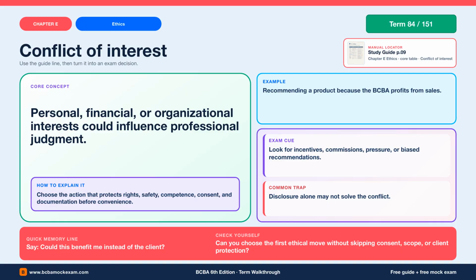A conflict of interest occurs when personal, financial, or professional interests could interfere with objective judgment. For example, recommending a service because the provider benefits financially can create a conflict if it is not handled transparently. The exam cue is personal gain, competing interests, referrals, gifts, or biased decision-making. The trap is ignoring disclosure and safeguards. Memory line. If another interest can bias the decision, treat it as a risk.